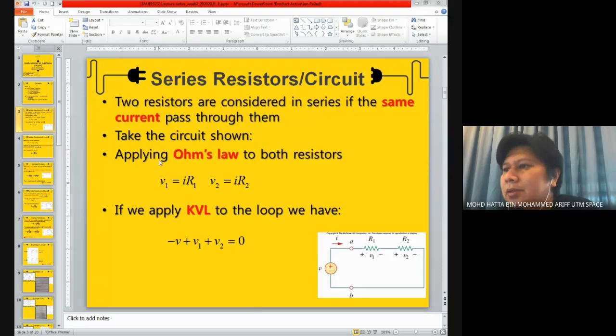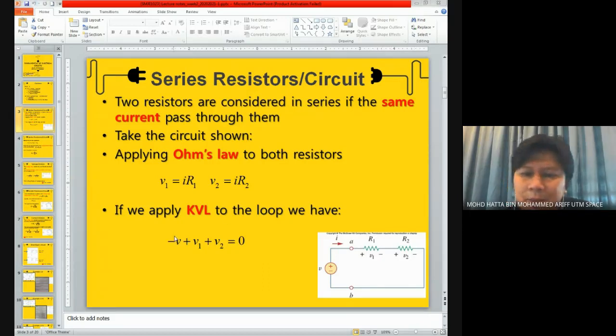By applying Ohm's law to both resistors, looking at this diagram, the voltage across R1, or V1, is equal to I times R1. I is the current flowing inside the circuit, drawn out from the voltage source. Current flows through this resistor, and then we have a voltage drop across it. The same goes for resistor number two: since current flows through this line, we have V2, the voltage drop across this resistor, with the polarity shown in this circuit.